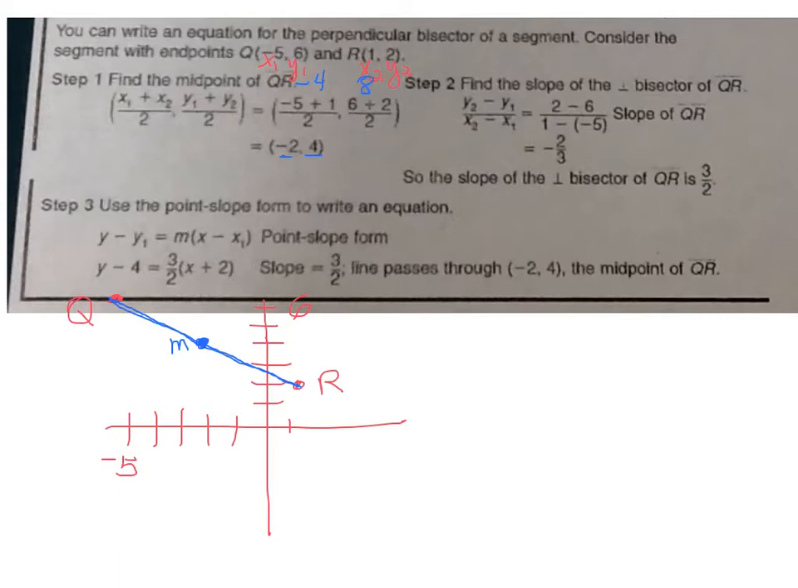Since I want an equation that passes through that point and is perpendicular to the segment given, I need to know what the slope of QR is, okay? So I need to know the change in y. In this case, I'm at 6, and then this is a 2. From 6 to 2, what's the difference? It's 4. So it's 4 down.